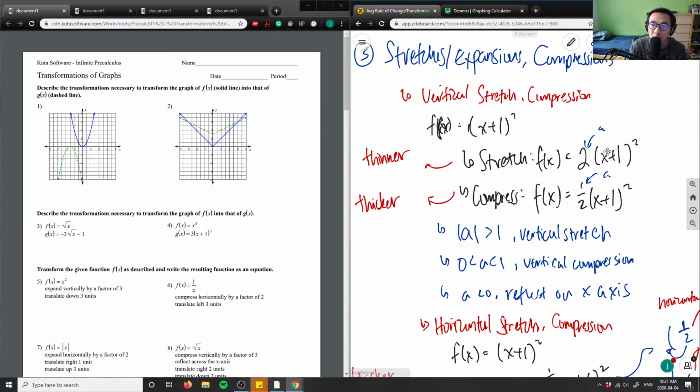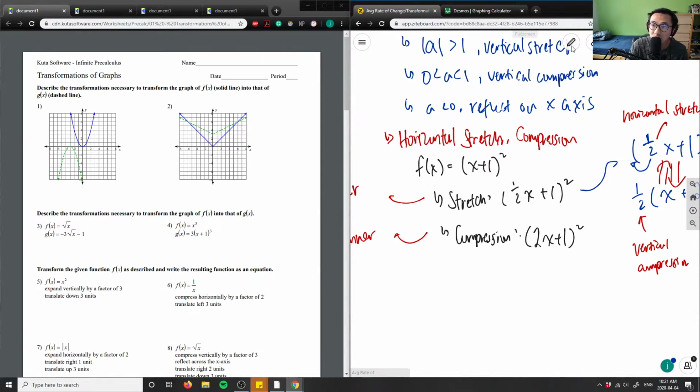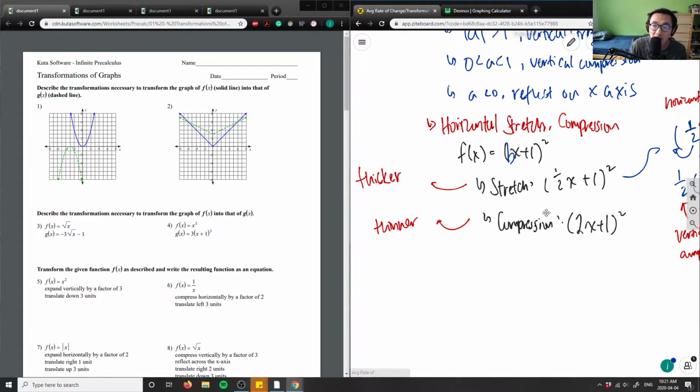Again, all these a values are always a vertical stretch or compression. The a is before the function. So again, it's a here. And then for horizontal stretch, you can think of it as like the letter B, and it's going to be inside the bracket, right? And again, if I do the horizontal stretch, it's going to make it thicker, right? And if I did a horizontal compression, it's going to make it thinner, right? So horizontal stretch, again, it's a fraction in the brackets.